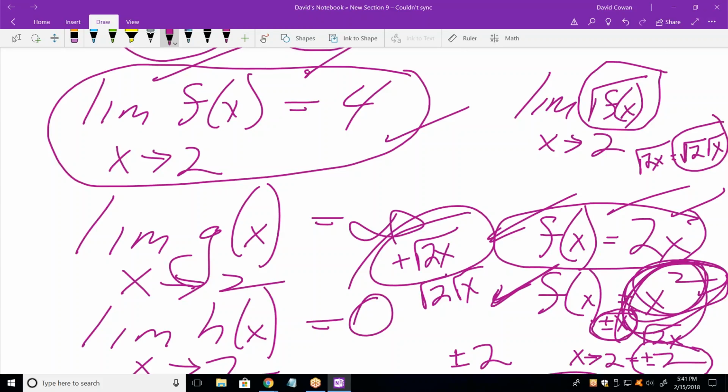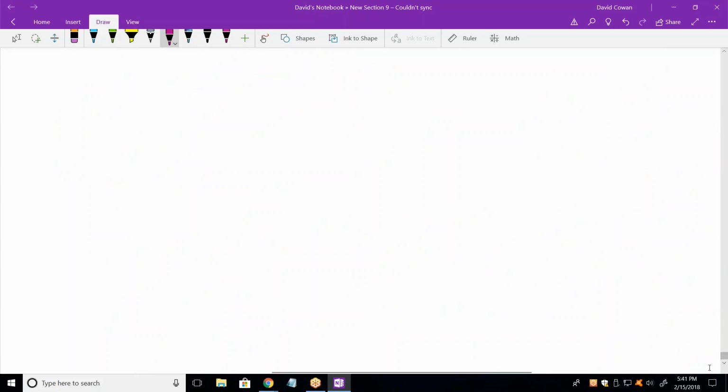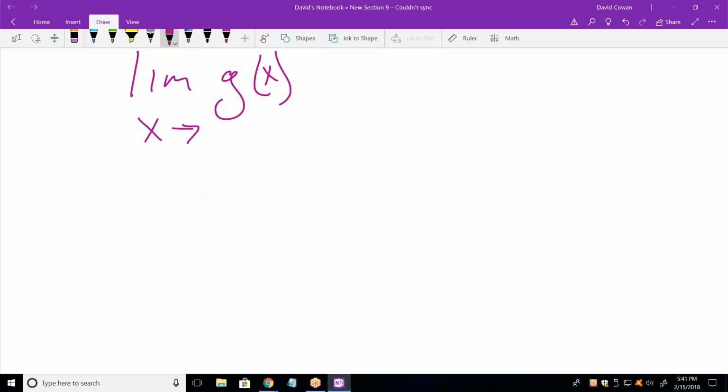So let's look at the second one. The limit of g of x as x goes to 2 is infinity. Yeah, and for the next problem, it wants us to find the limit as x approaches 2 of f of x over g of x, when g of x equals infinity and f of x equals 4.